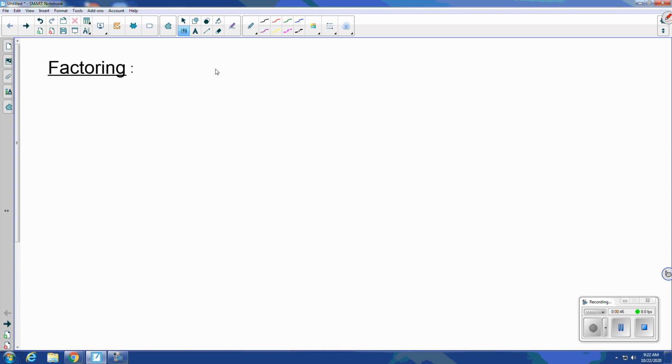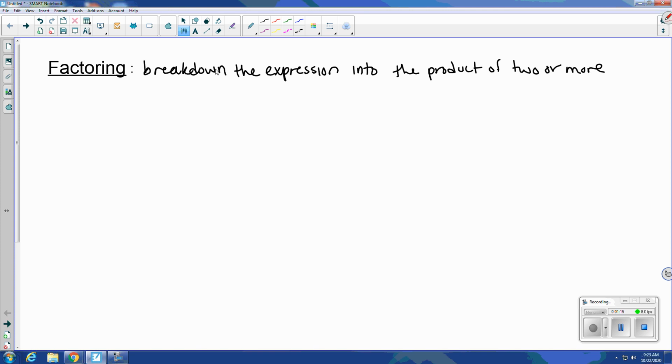Our goal is to break down the expression into the product of two or more terms of lesser degree.